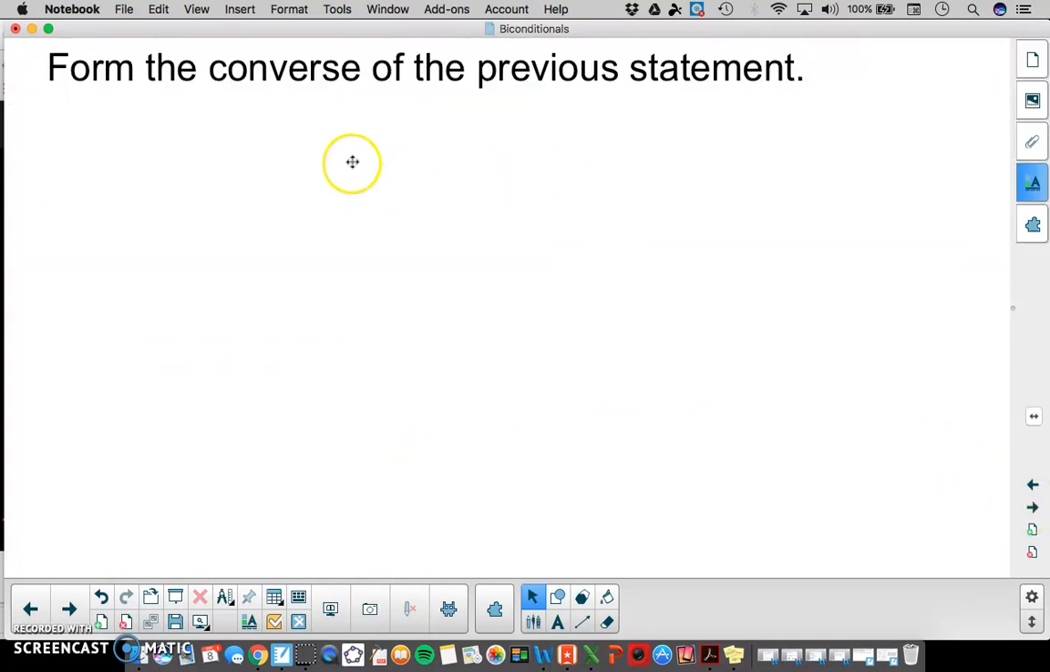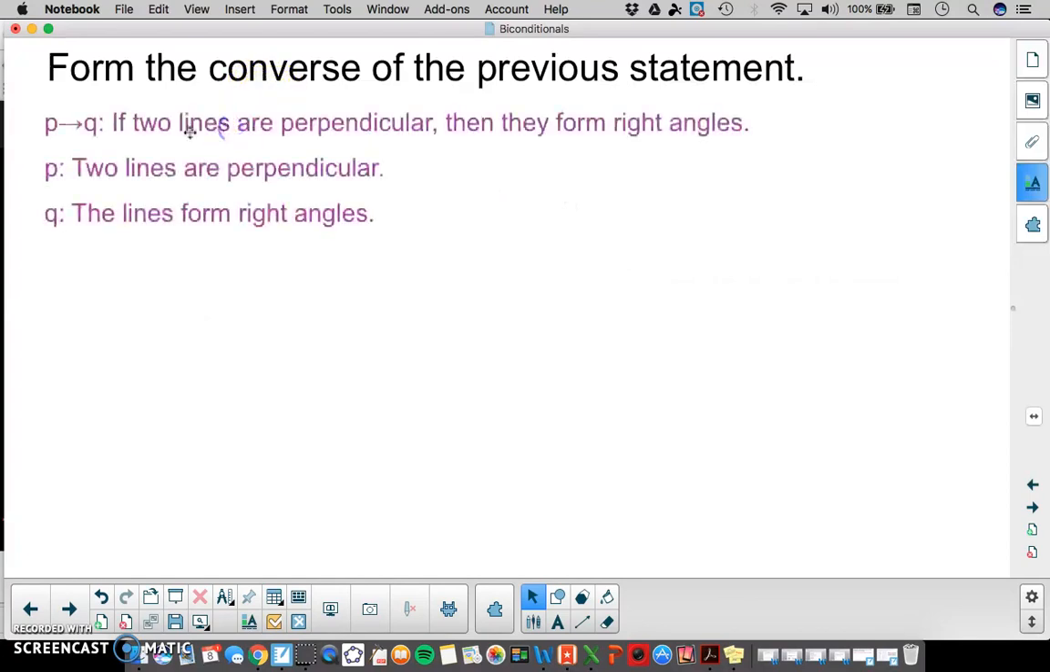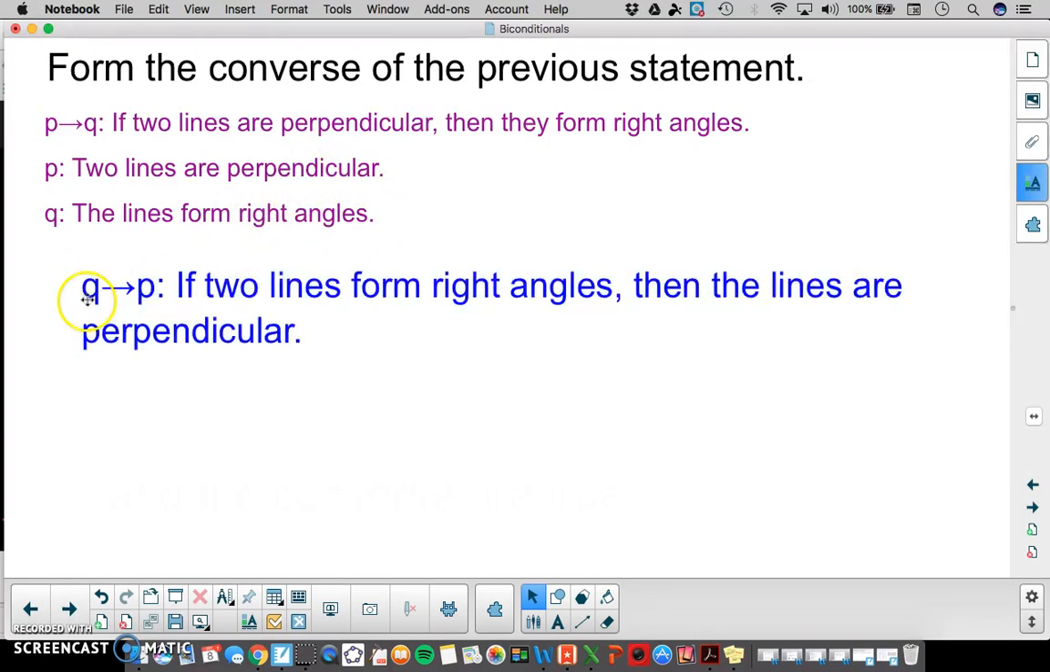So we need to consider the converse of that statement we just looked at. So we had P implies Q. That says if two lines are perpendicular, then they form right angles. Our hypothesis and conclusion are P and Q. Let's go ahead and form the converse, which is if Q, then P, or Q implies P. If two lines form right angles, then the lines are perpendicular.